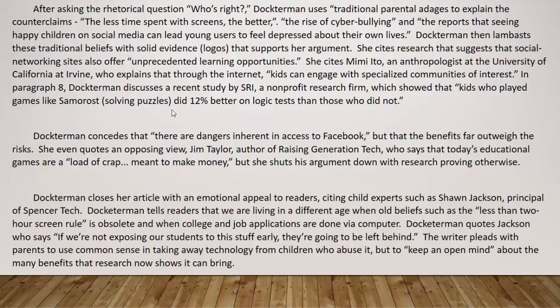Alright. Dr. Min, this is my third body paragraph. Dr. Min concedes that there are dangers inherent in access to Facebook, but that the benefits far outweigh the risks. She even quotes an opposing view, Jim Taylor, author of Raising Generation Tech, who said that today's educational games are a load of crap meant to make money, but she shuts his argument down with research proving otherwise.